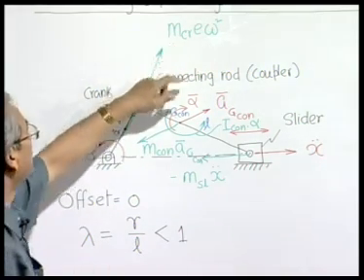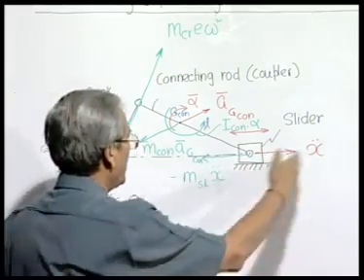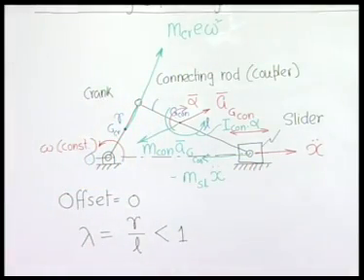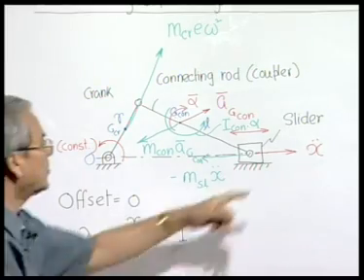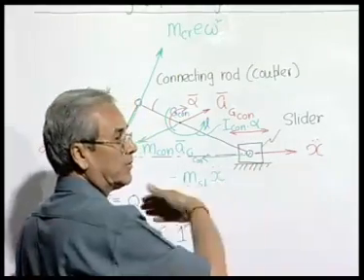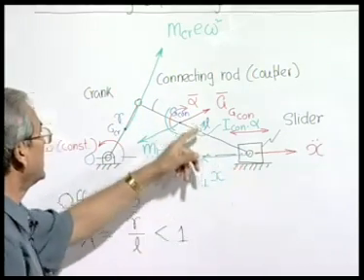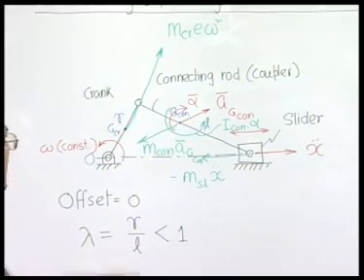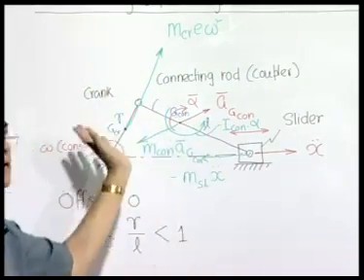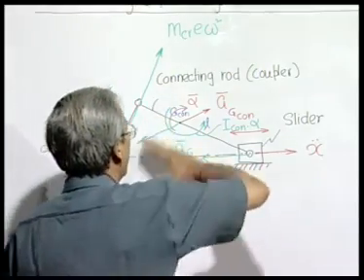a rotating unbalanced force due to the crank, a reciprocating or oscillating unbalanced force, which is m slider into x2 dot at a particular instant, and x2 dot is continuously changing direction and magnitude. So this force also will be a fluctuating force, and a very complex force, which is generated by the connecting rod, which is m connecting into A_g at this instant. But this A_g of the connecting rod is also continuously changing and fluctuating.